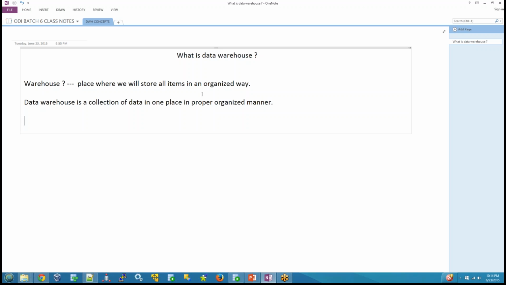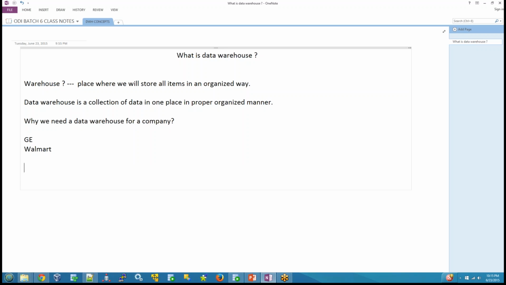Okay, so why do we have to create a data warehouse? Why do we need a data warehouse for a company? Generally, why is a data warehouse needed for a company? Anybody have any idea? For example, let's consider a GE or a Walmart. Why do we need a data warehouse for Walmart? Any idea?